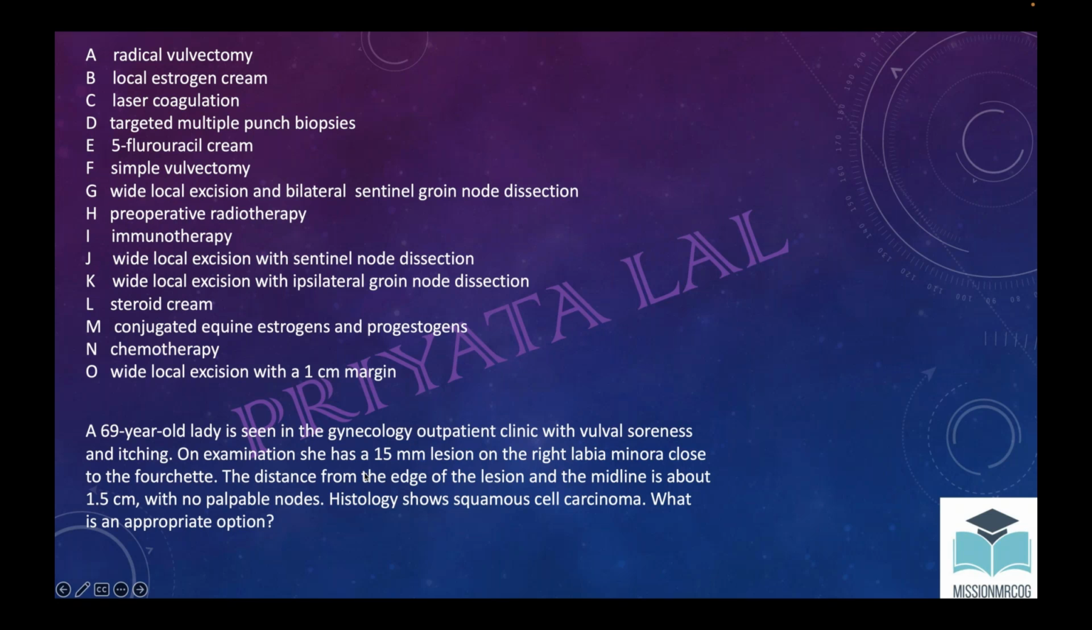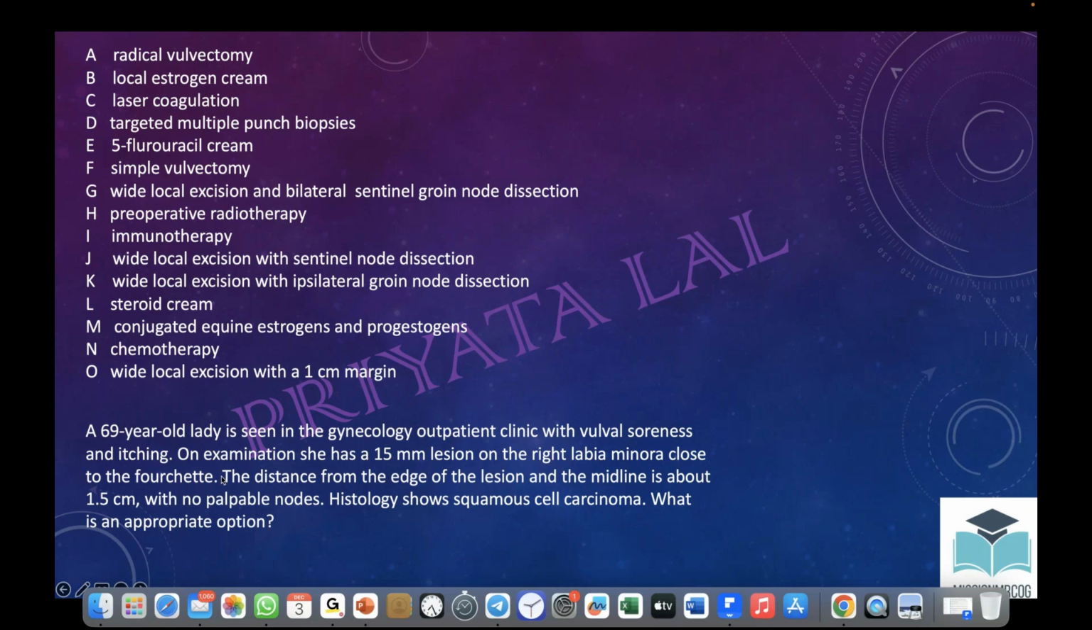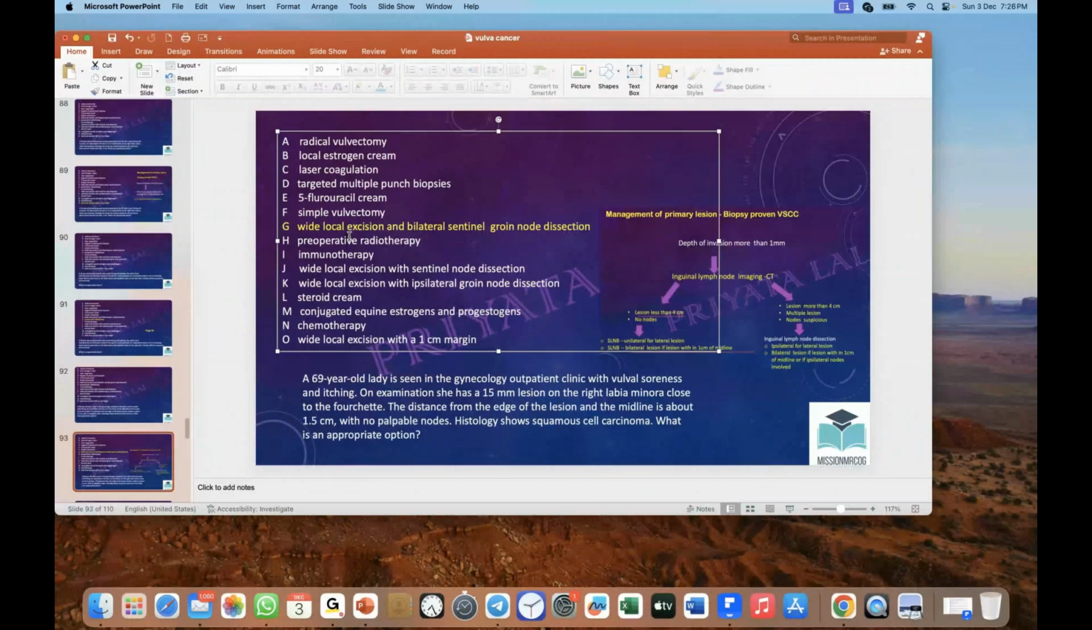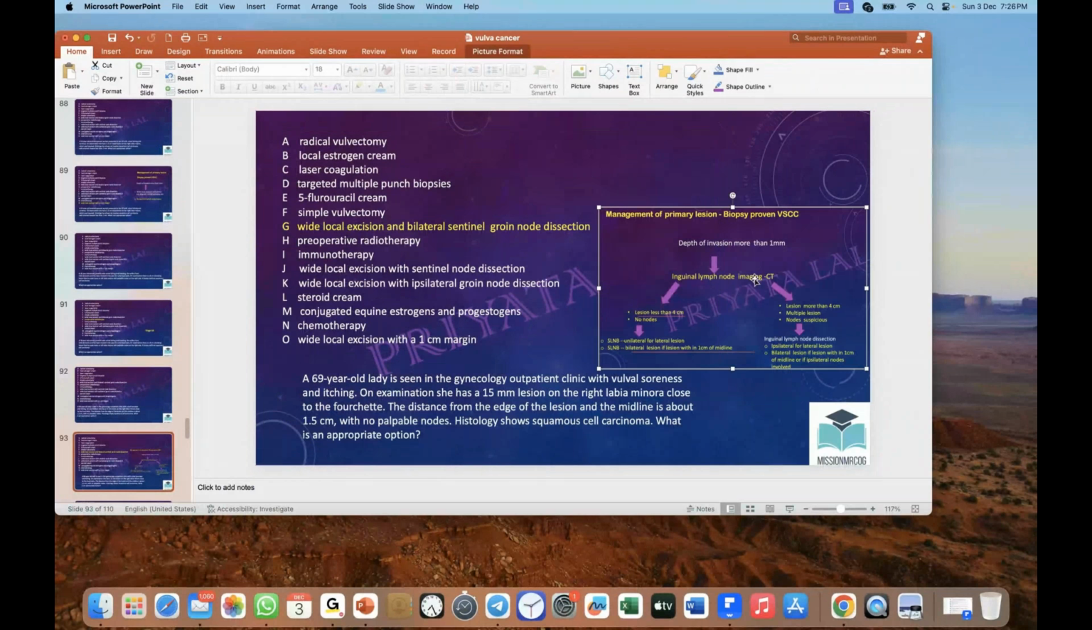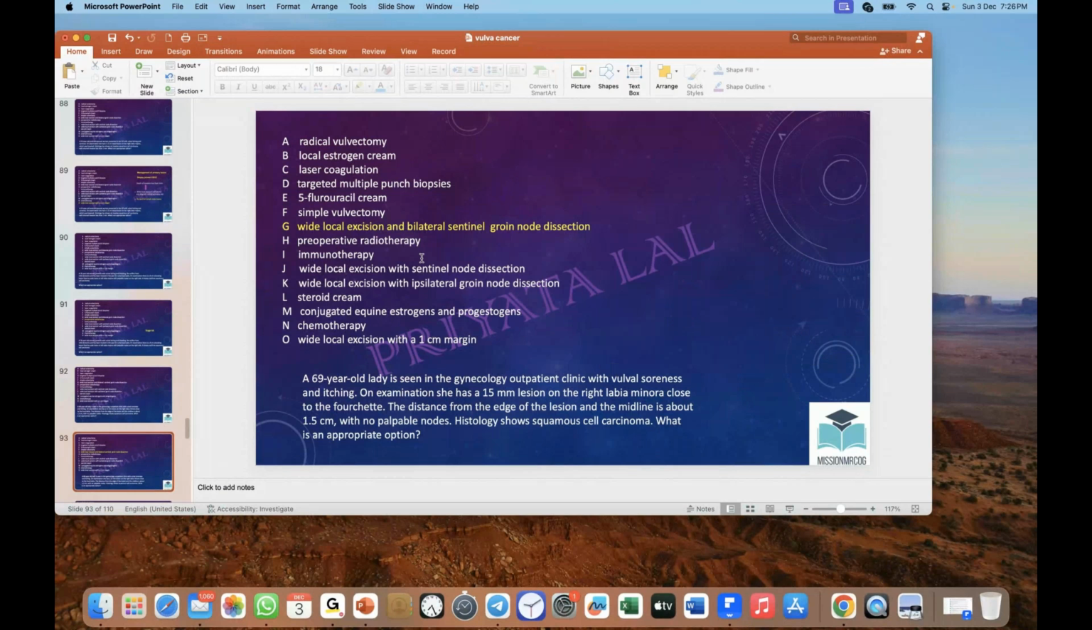Depth of invasion, have they given it or not? They have given 15 mm, ma'am, on the right labia close to the fourchette. That is the size of the lesion, not the depth of invasion. The distance from the midline is about 1.5 centimeter, so it is wide local excision. When I wrote the answer, I thought of stromal invasion 15, so I changed it. So it will be this only.